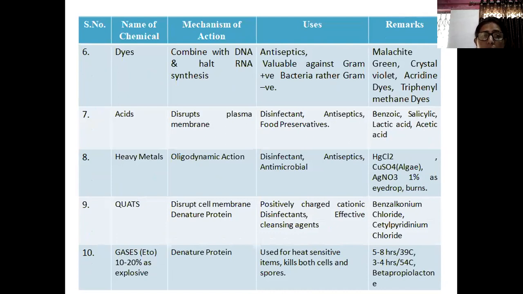Dyes are also used as a chemical sterilisant. They combine with DNA and halt the RNA synthesis. Once the RNA synthesis stops, there is no protein production, which means no metabolic activity takes place, and the cell, or the microorganism, finally dies. They are used as antiseptics and are very valuable against gram-positive bacteria rather than gram-negative bacteria. For example, malachite green, crystal violet, acridine dyes, and triphenylmethane dyes are used commonly.